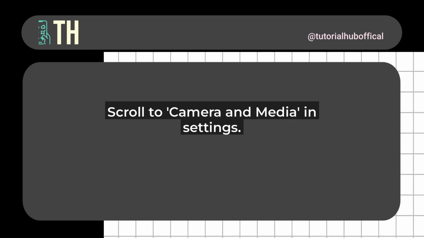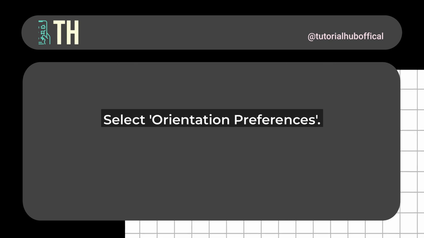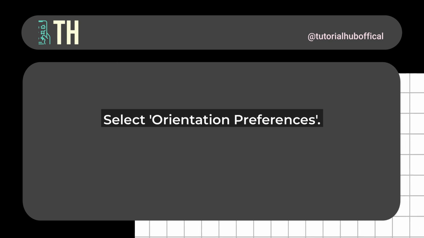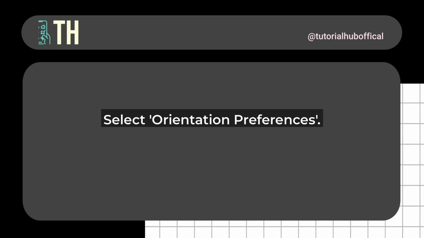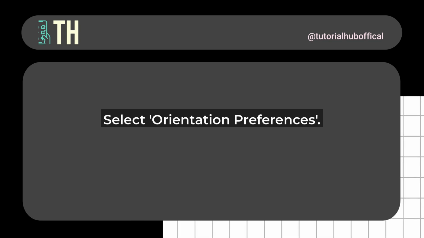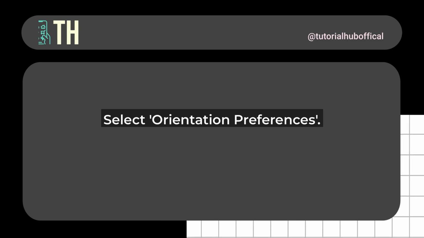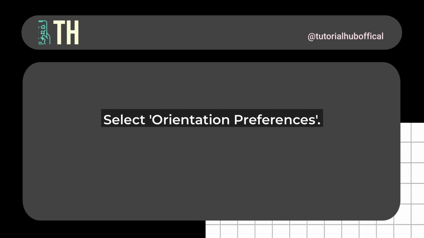Now, scroll down in your profile settings until you see the Camera and Media section. This is where the magic happens in 2025. Tap on it, and you'll find a new option labeled Orientation Preferences. Here, you can choose from Auto Rotate, Fixed Portrait, or even Landscape mode for those epic wide-angle shots.